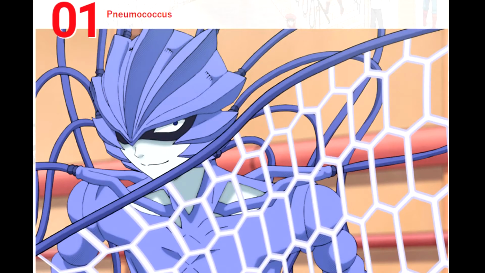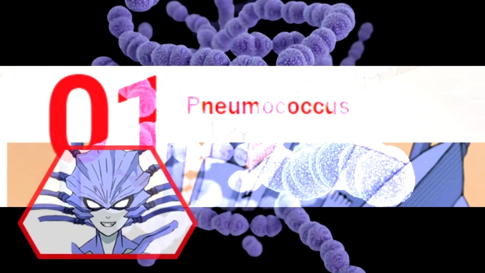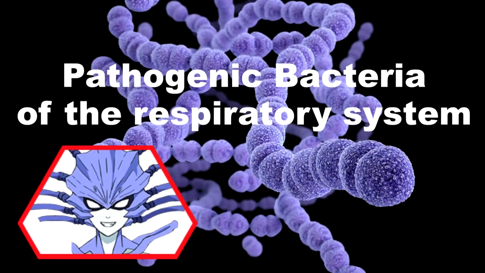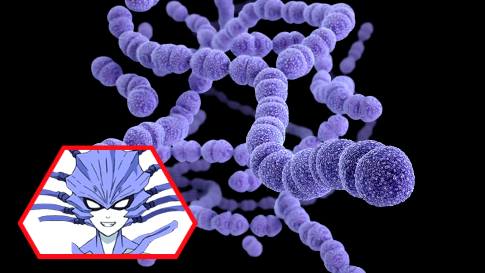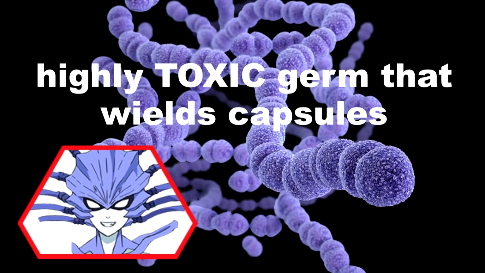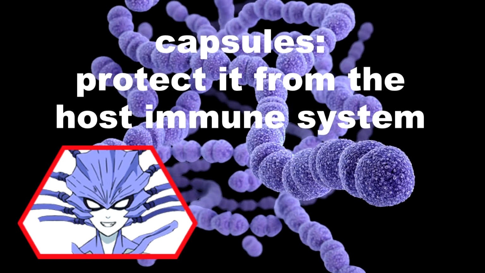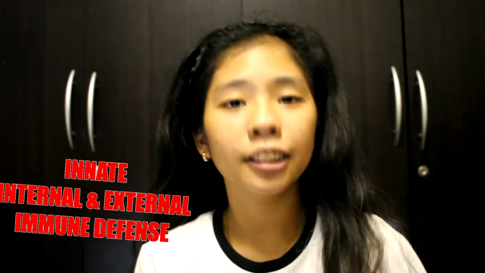First, let us determine what is a pneumococcus. It is a pathogenic bacteria of the respiratory system. It is also a highly toxic germ that wields capsules that protect it from the host immune system. So the type of immune defense visible in episode 1 is innate, internal, and external immune defense. Now let's talk about the cells involved.